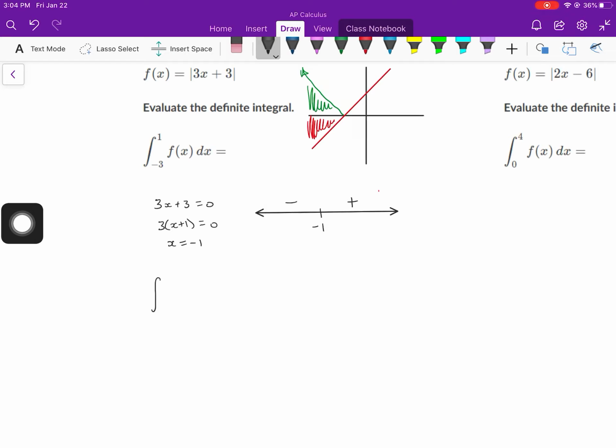So I'm going to split up this integral like this. Really, let me just put the absolute value in there right now. To the left of -1, so that's going to be from -3 to -1, we're going to do the opposite. Normally, since it's negative, we're going to get negative area. But if I do the opposite of the negative area, it'll make it positive area, and we'll get rid of the absolute value.